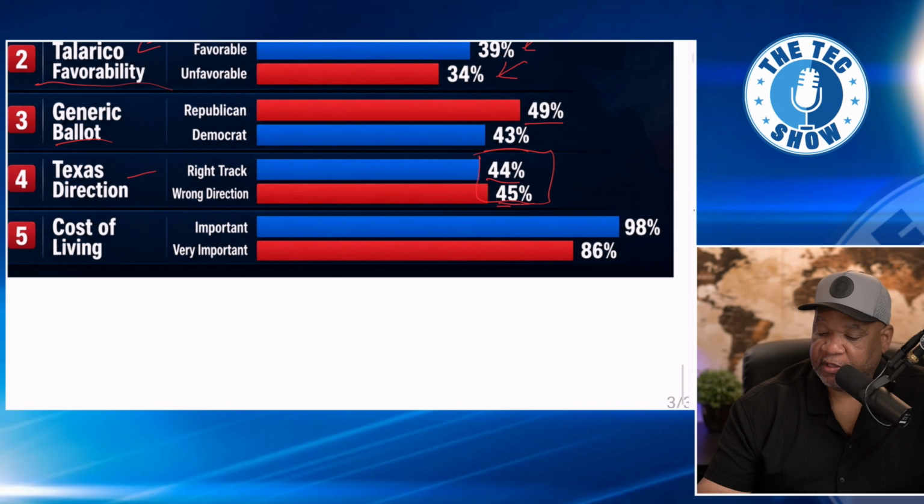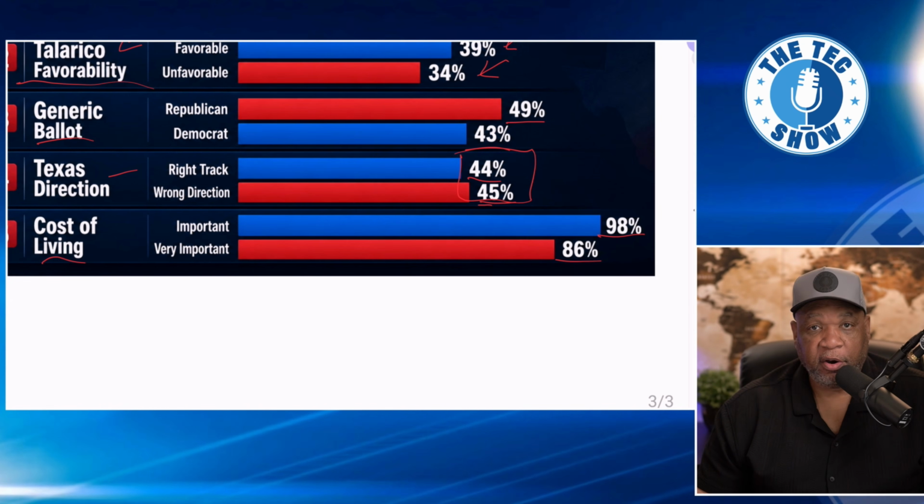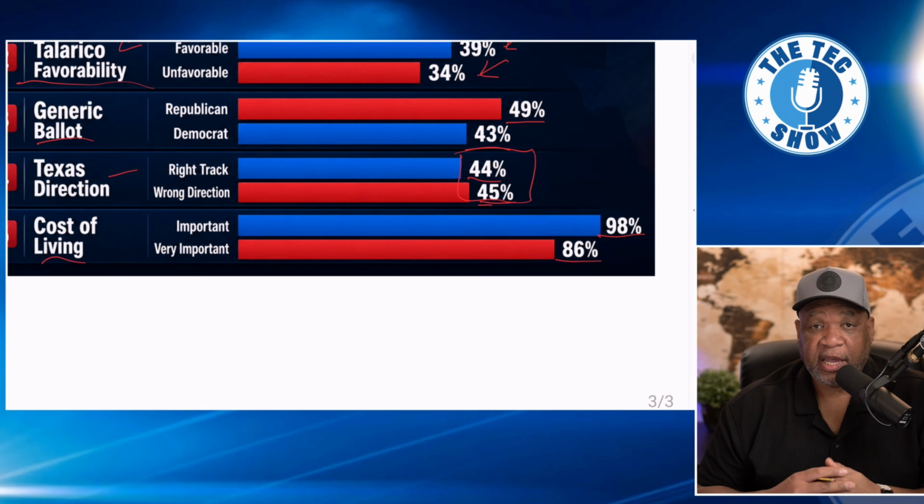Now, when you go to the next question here, the cost of living, is it important? 98%, very important, 86%. Okay, and we talked about this, when it comes to the economy, people are struggling. And this is why Democrats need to make this election about affordability. That's all they should be talking about. You don't need to talk about scandals. You don't need to talk about all the other things that are going on in Texas. What you need to be talking about is affordability.